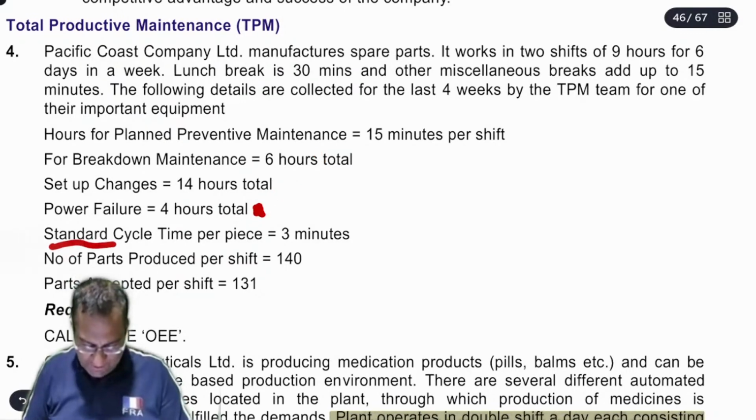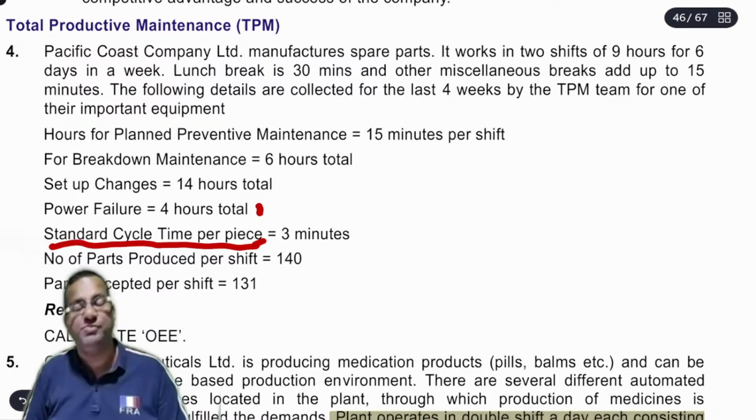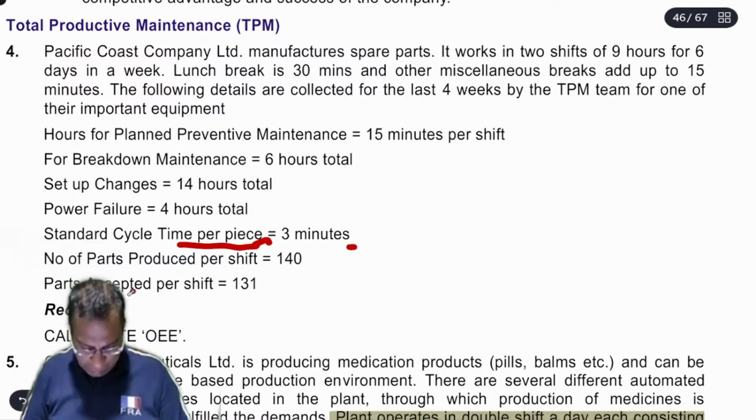Then what is the standard cycle time per piece? Per piece means per unit, 3 minutes. Number of parts produced per shift, 140. Parts accepted per shift, 131.